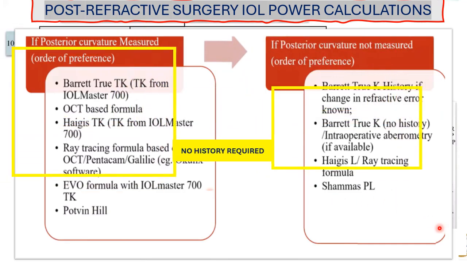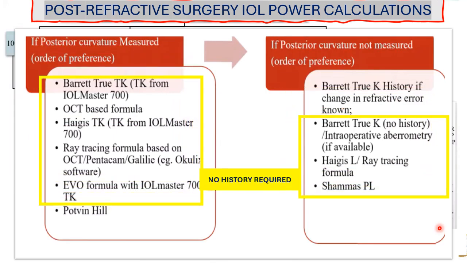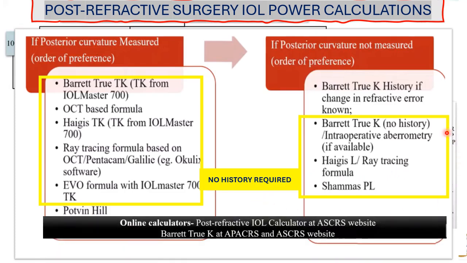Now, these formulas do not need prior history. So if the patient just comes to you at once and tells you that he had refractive surgery, you can use these formulas, which are highlighted in the yellow square. This does not need any prior history. And as I said, the IOL calculator for the post-refractive cases is available on the ASCRS website, and you can use the different formulas based on the data available to you.